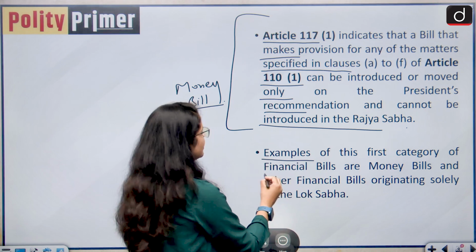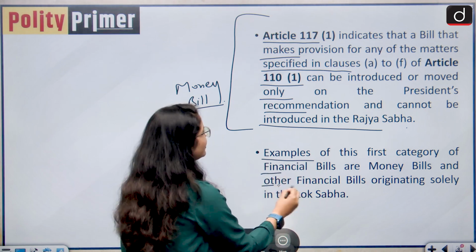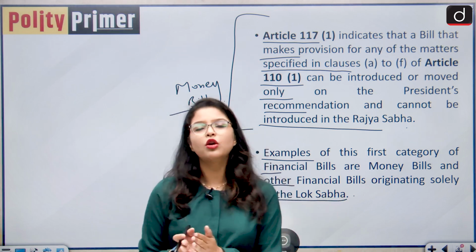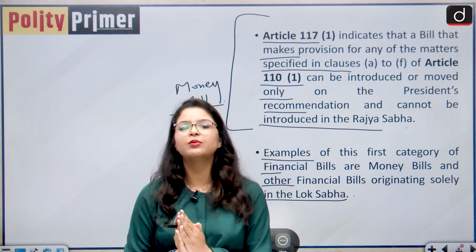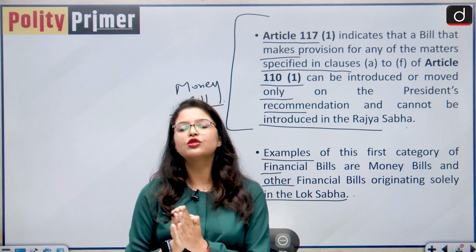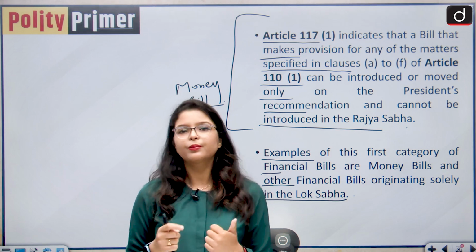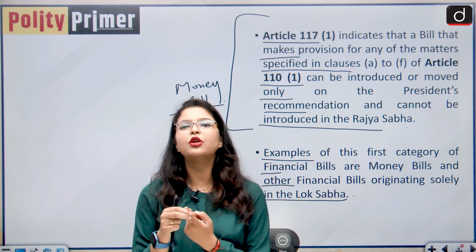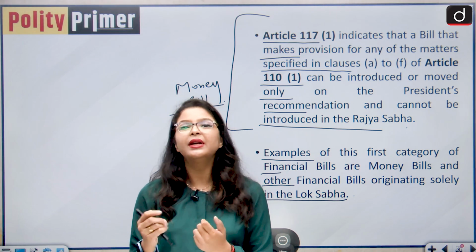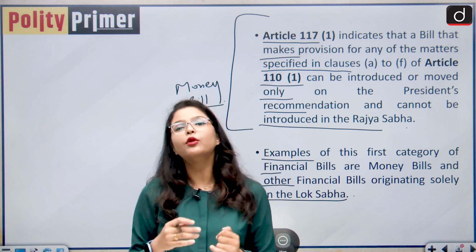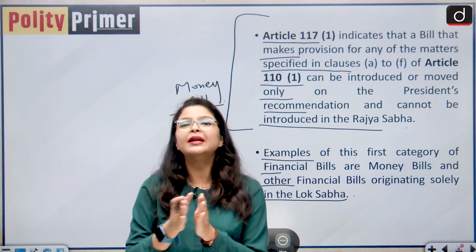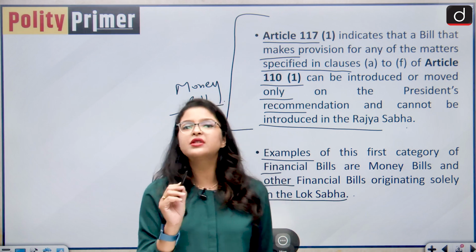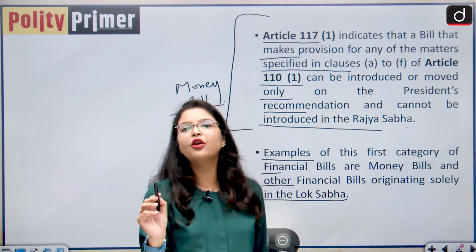Then examples of this first category of financial bills are money bills and other financial bills originating solely in the Lok Sabha. So a money bill can also be a financial bill. We were studying that a money bill is also a category of a financial bill. So what is the similarity between a money bill and a financial bill of category 1? That both of these can be introduced only in the Lok Sabha, and both require the prior recommendation of the president to be introduced in the Lok Sabha. So this is the point of similarity between a money bill and a financial bill of category 1.